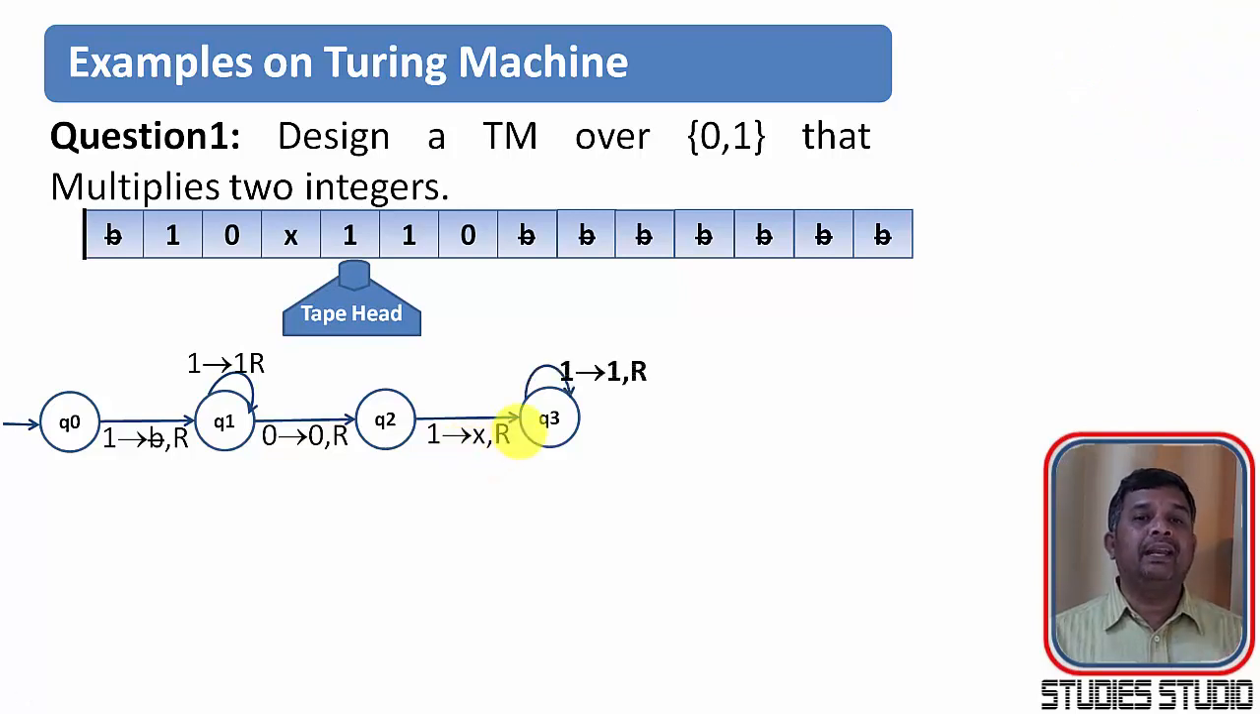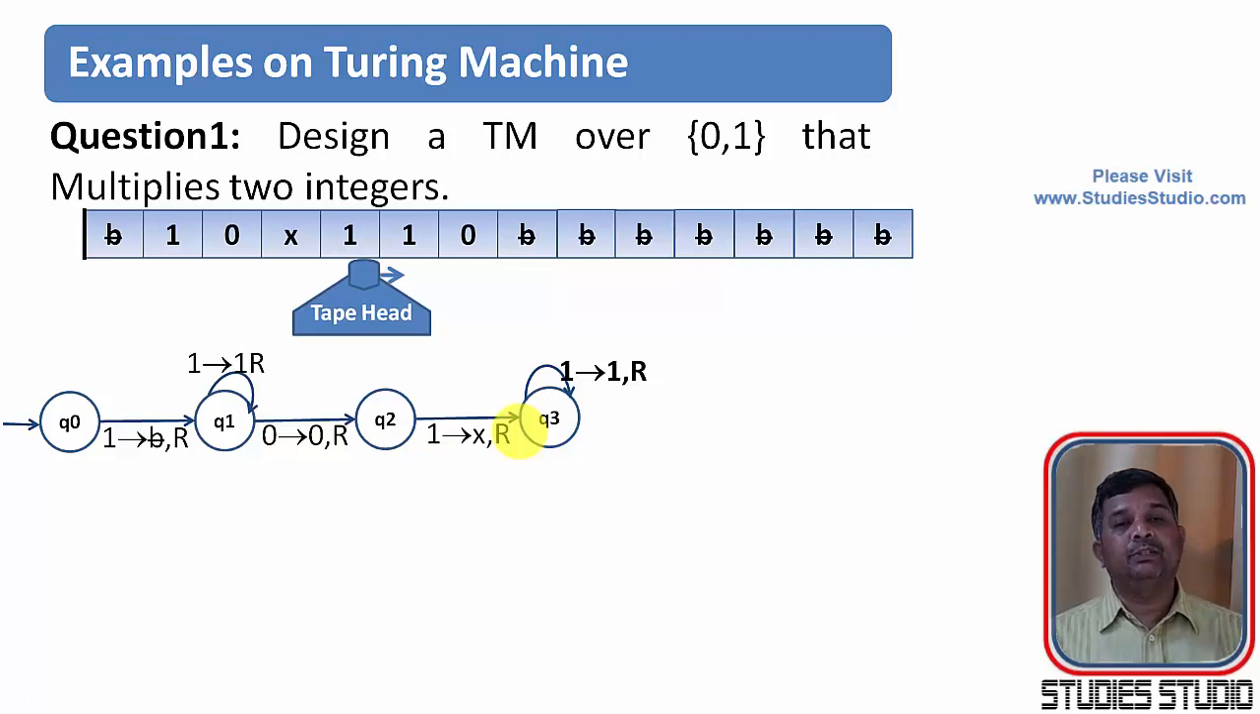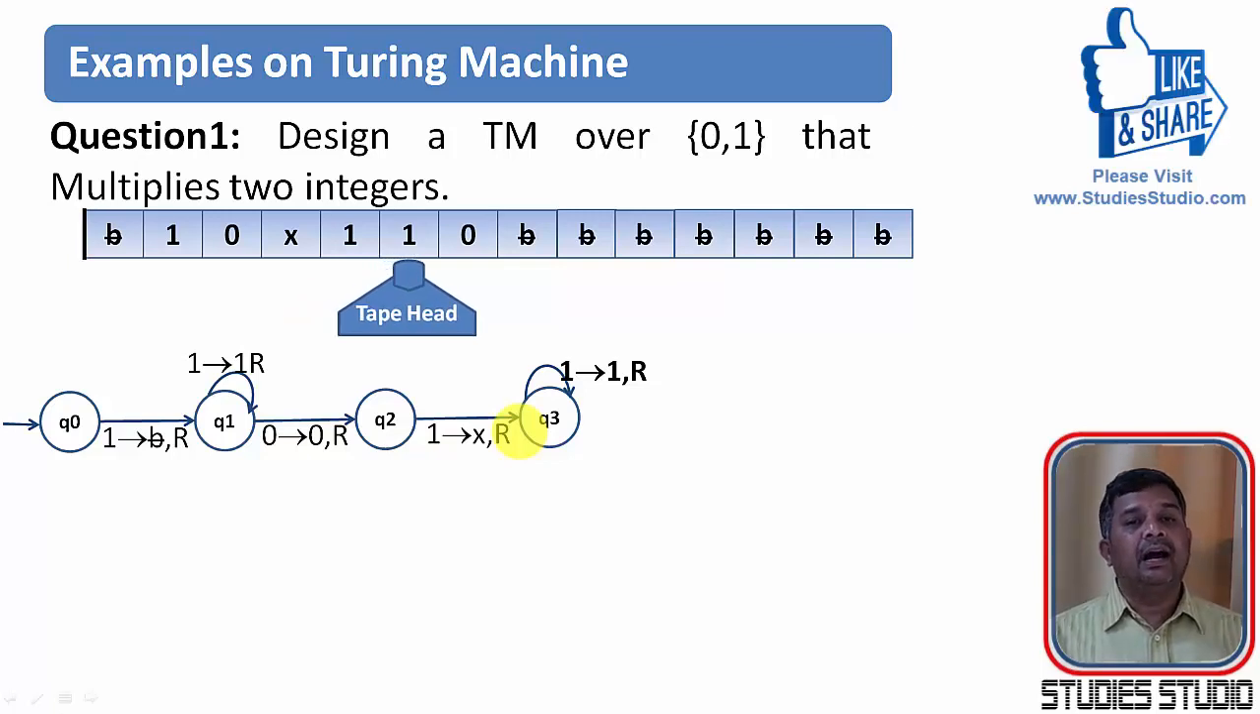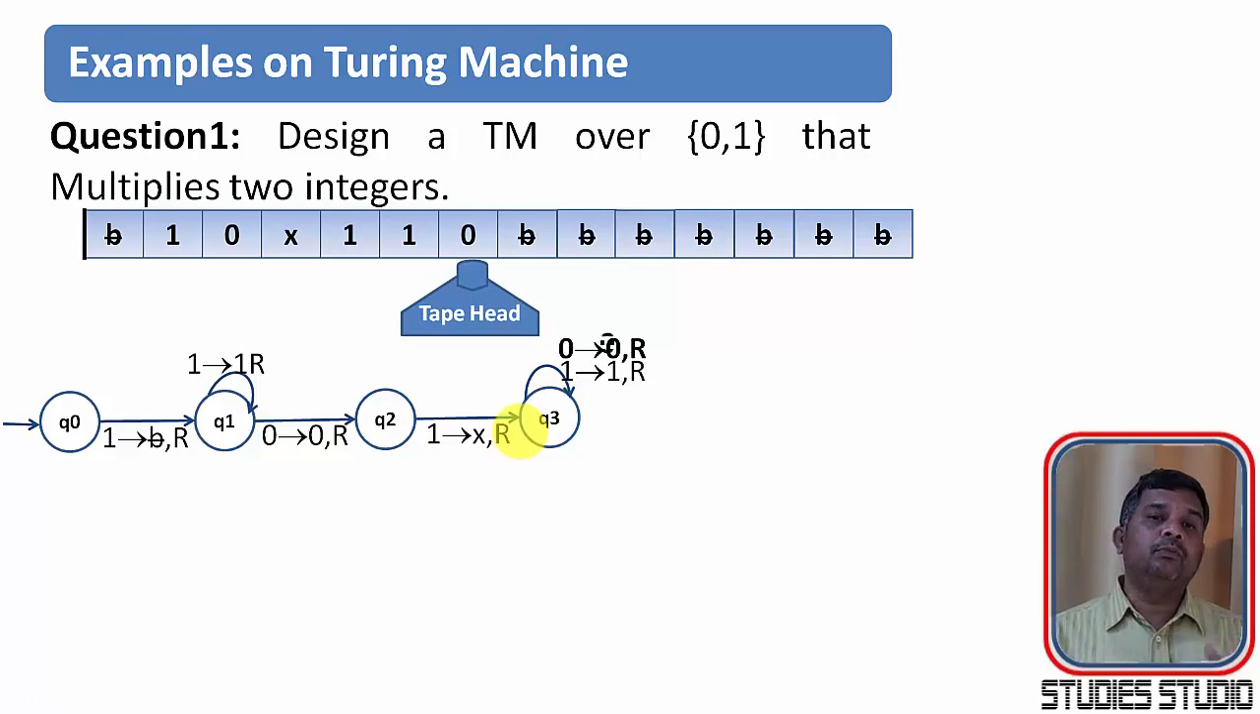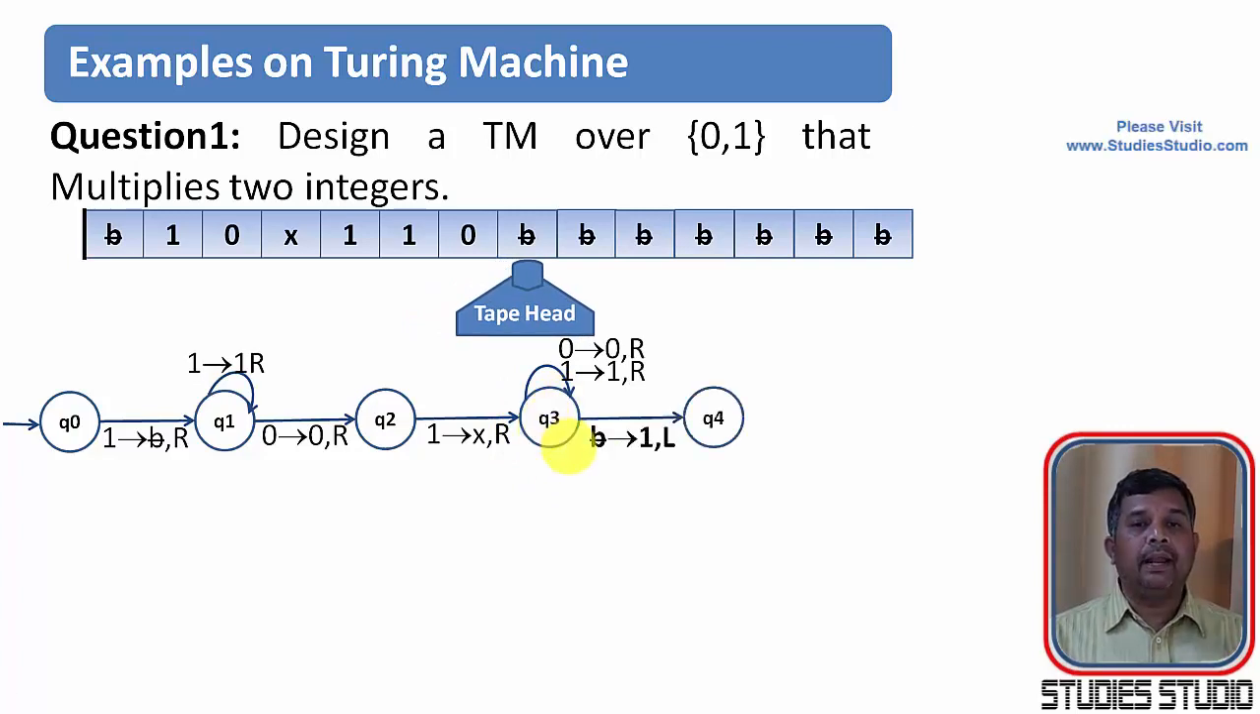Now as many 1s appear, I'll be writing 1 onto the tape, and as many 0s appear after that, I'll be writing 0 onto the tape. Now the next symbol that I'm getting is a 0. I'll be writing 0 there and move towards its right. Now the input symbol that I'm getting is blank and I'm at state Q3. So I'll be writing 1 in place of blank and start moving left.